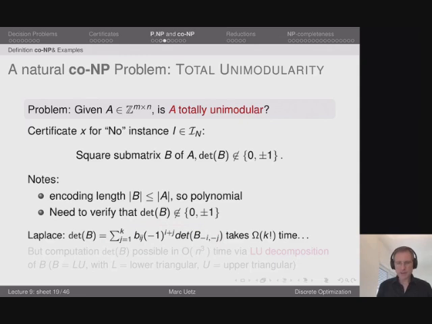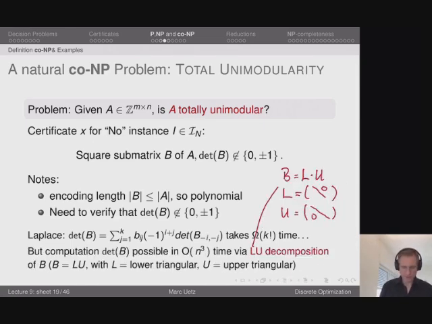But this is a recursive procedure which takes exponential computation time, right? Because we compute k times a subdeterminant of a matrix of size k minus 1 times k minus 1, and then we iterate that procedure, and that in total is an exponential computation time. So we have this succinct certificate here for no instances, but the verification is a bit less trivial. And I just mentioned that this is possible in polynomial time.